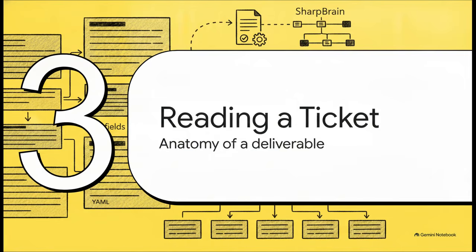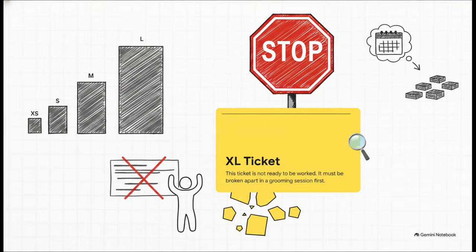Section 3. Reading a SharpBrain ticket. The strict anatomy of a single deliverable. Let's see how all of this builds into the anatomy of an individual deliverable where literally every single YAML field is doing heavy lifting. Tickets come in standard t-shirt sizes: extra small, small, medium, large, and extra large.